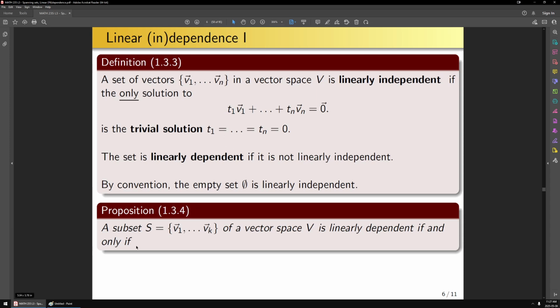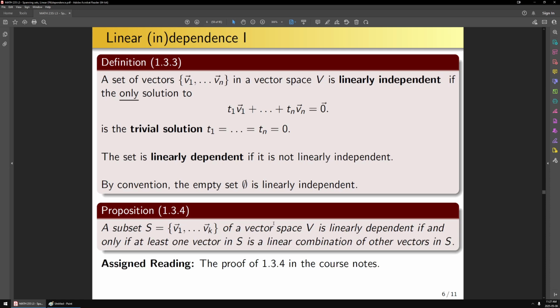Okay, so a proposition. A finite subset S, these vectors v1 through vk of a vector space V, different V there, is linearly independent if and only if at least one vector in S is a linear combination of the other vectors in S. Okay, so the proof of this is assigned reading. I do actually suggest you try proving this proposition on your own. It's a very good spot to spend some time to try to learn these ideas, is to just do the problem.